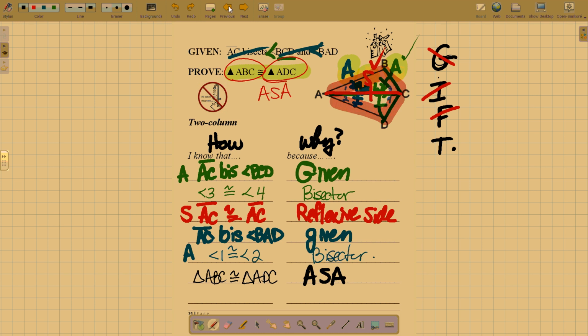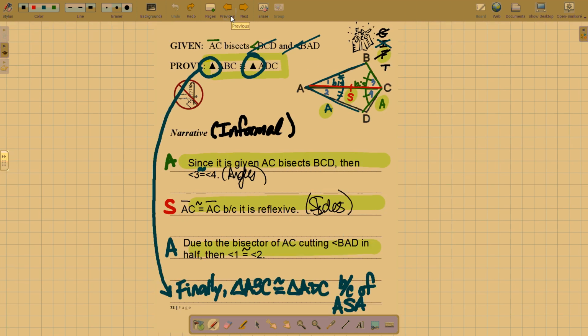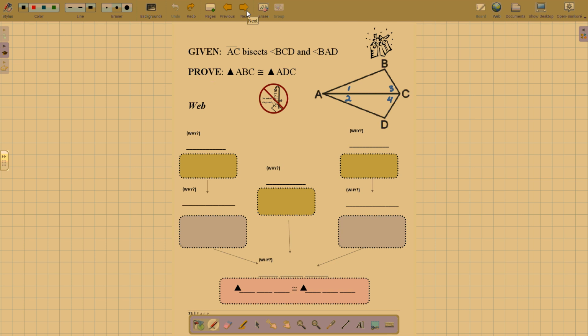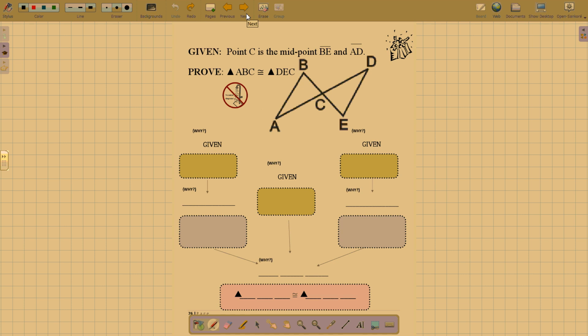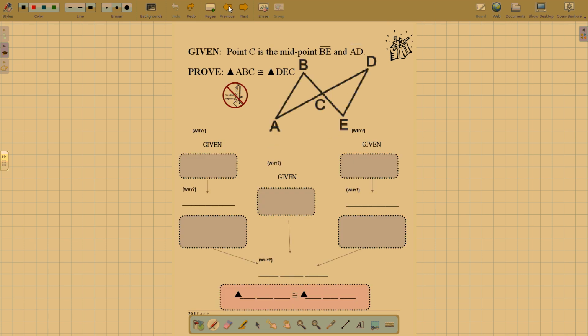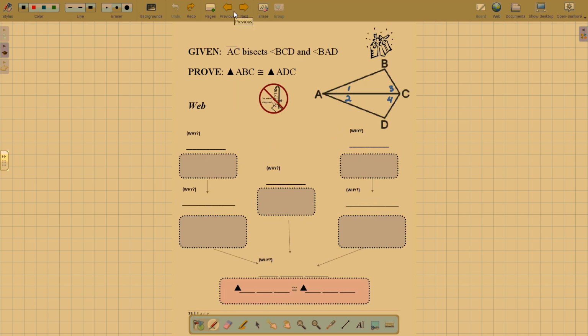Some of you might like the freestyle of a narrative proof where you just kind of write a paragraph. Some of you might like the neatness of a two-column, just left and right. And then there is a third style called webbing. This is my personal favorite. It is the only one of the structures that shows you how things fit together, like puzzle pieces. So all three of these show how things fit together like puzzle pieces.